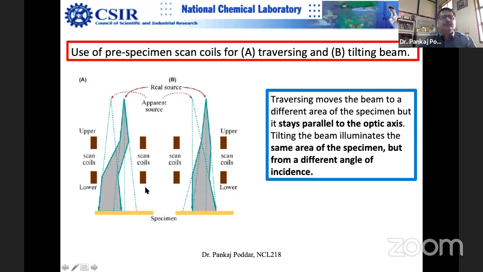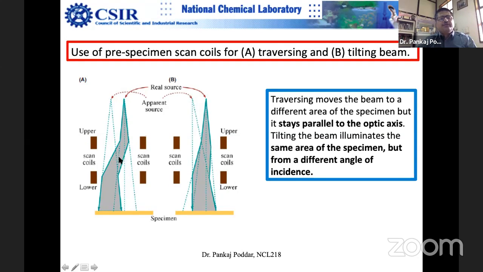These are the scan coils. So you can see two examples that this is the real source. The source is not moving anywhere, but when you change the settings of the upper and lower scan coils, you can see the beam tilts at this plane. The beam is tilting like this, and then at this plane, the beam is tilting again.